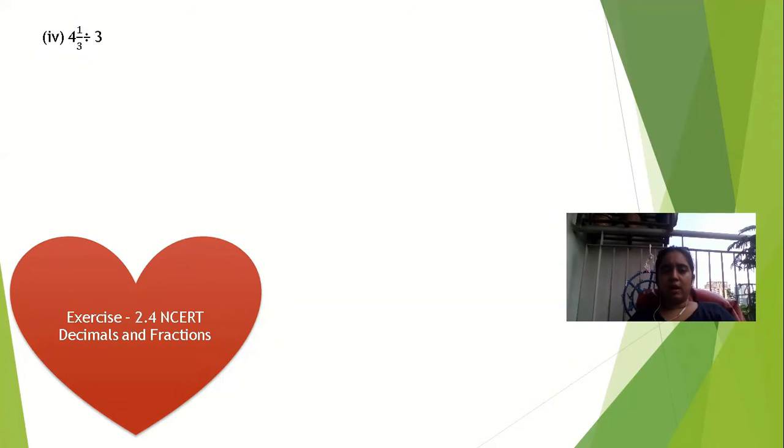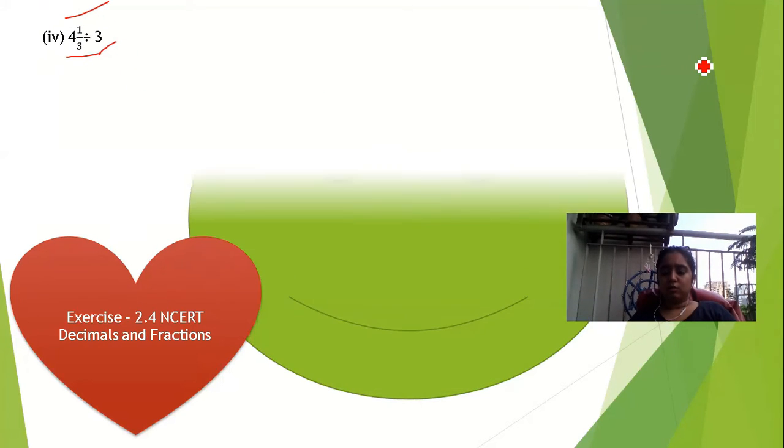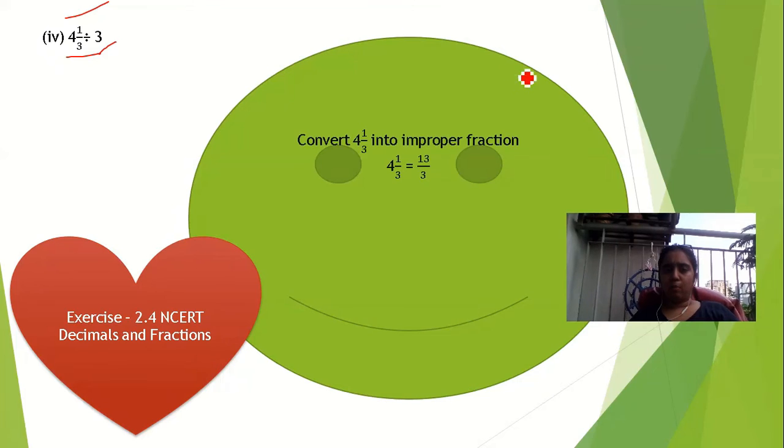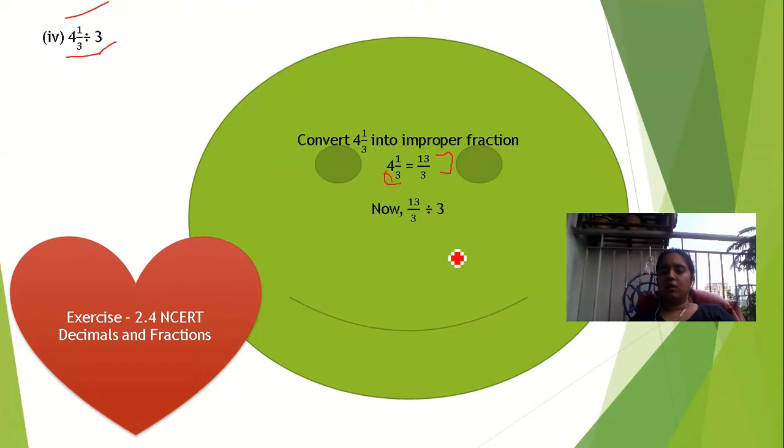And the fourth part is, first we will convert this number into an improper fraction, and whatever answer we get, we will divide that number by 3. So first we will convert this number into an improper fraction, that is 4 threes are 12 and 12 plus 1 is 13. So our answer would be 13 upon 3. Now 13 upon 3 divided by 3. And I will represent this 3 as 3 upon 1, and in the next step I will change this divide into multiply, and whenever we convert division into multiplication we have to do the reciprocal of the second number. So 3 upon 1 will change into 1 upon 3.